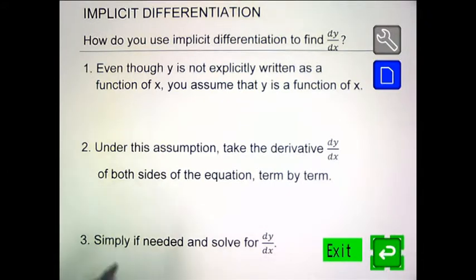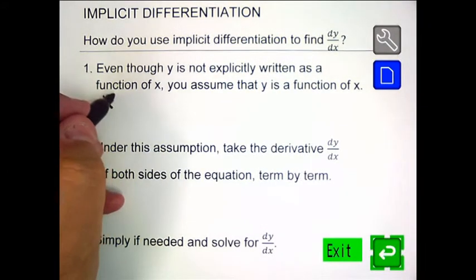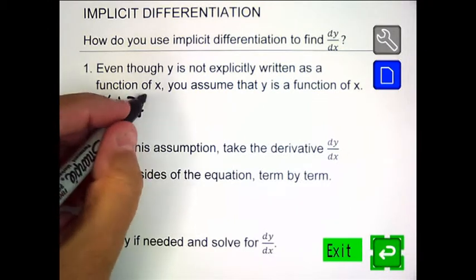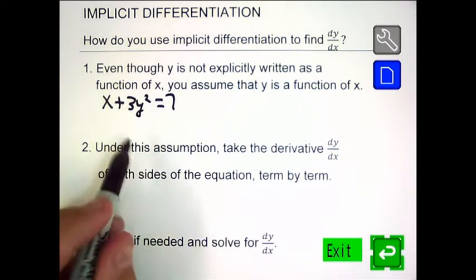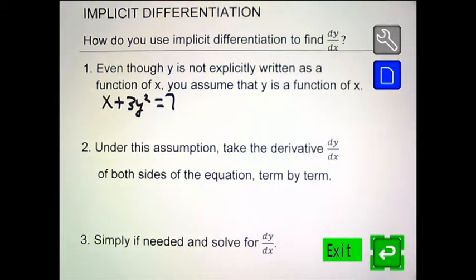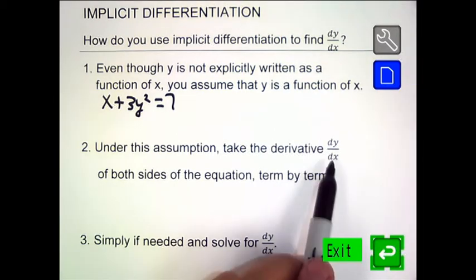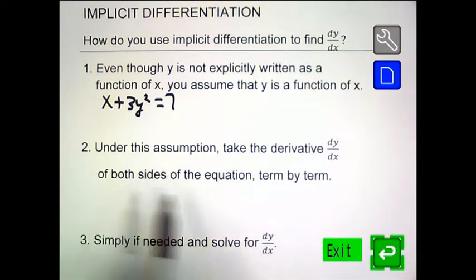So if I went back to the equation I wrote earlier, x plus 3y squared equals 7, even without solving that for y, I'm going to assume that y is some function of x. So that's the first step. Make that assumption. That's very important. Once you make that assumption, and under that assumption, you take the derivative dy over dx of both sides of the equation term by term.